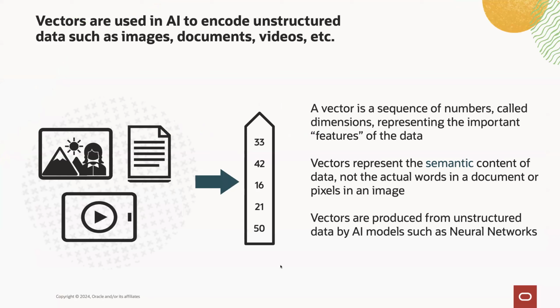A vector is really an array, and it's an array of numbers that are typically int8, float32, or float64. They're defined by an embedding model, and these vectors contain an array of numbers, or dimensions, and these dimensions contain a mapping to an object, whether that object is a photo, a PDF document, a Word document, a text file, or a video.